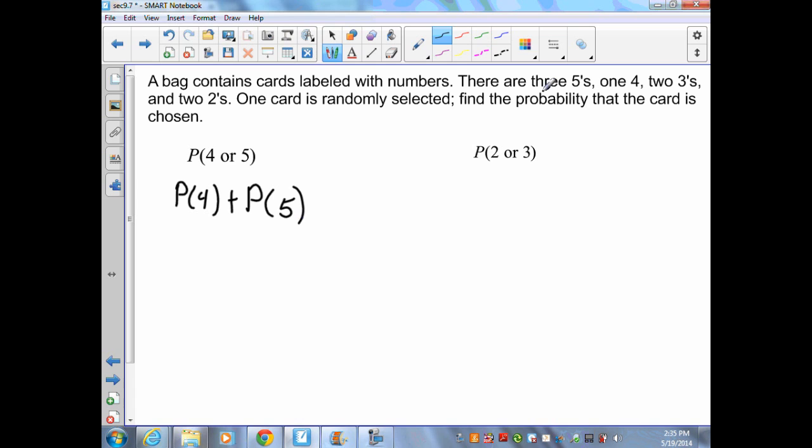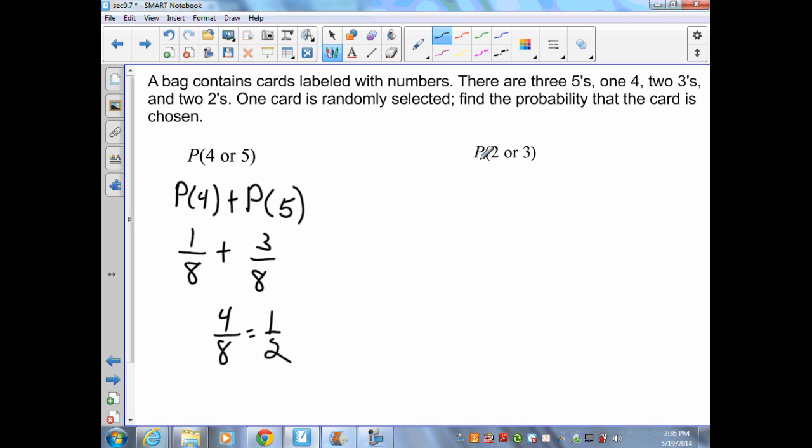Altogether, I have 3, 1, 2, and 2 cards. That's a total of 8. The probability of selecting a 4 is 1 out of 8. The probability of selecting a 5 is 3 out of 8. Therefore, the solution is 4/8 or a half.